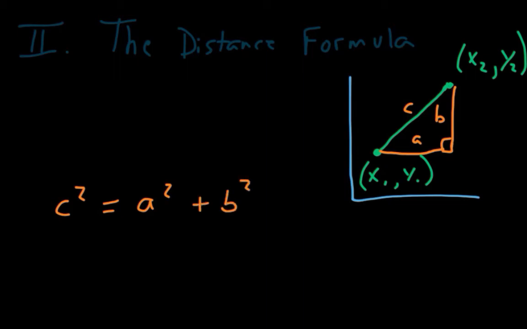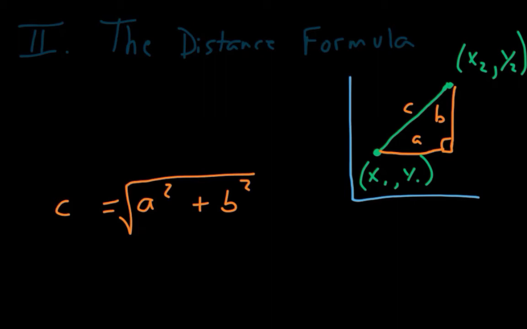But I'm not trying to find C squared, I'm trying to find C. To get rid of a square, do you agree I could square root? Yes. And when I square root, what happens on the left side is the square root and the squared cancel, and I'm just left with C equals the square root of A squared plus B squared. Good? So that's what we're trying to do.